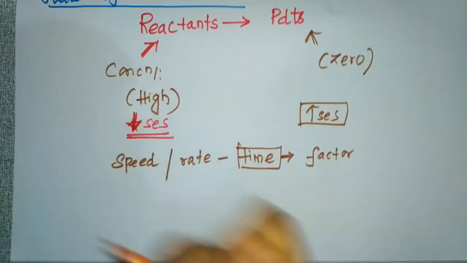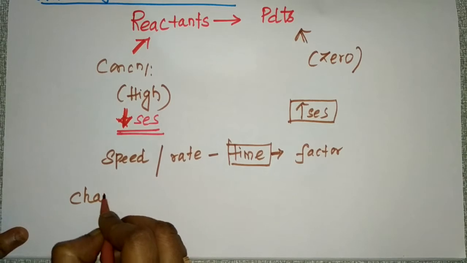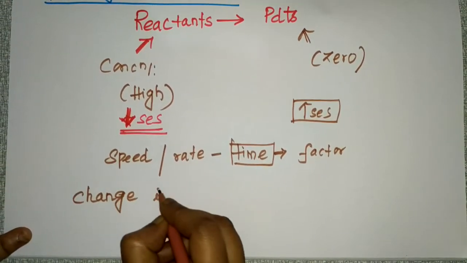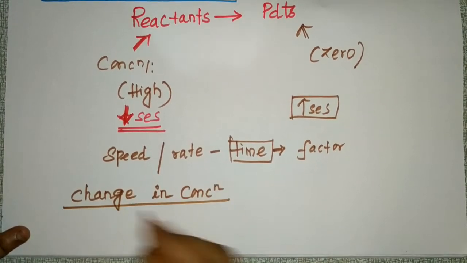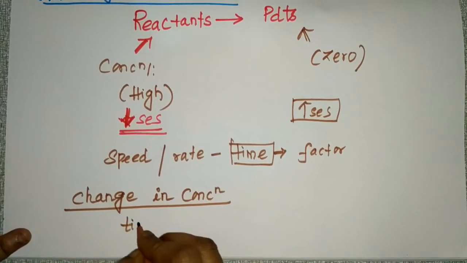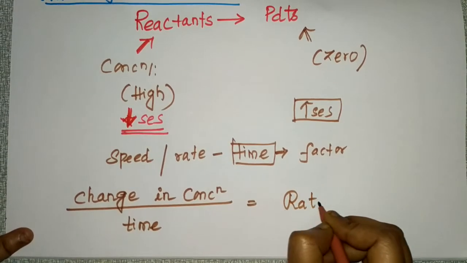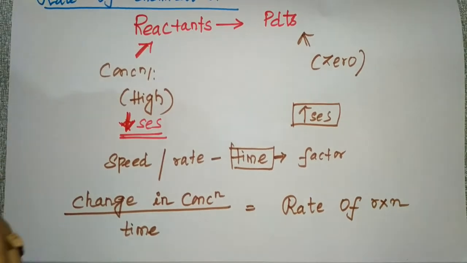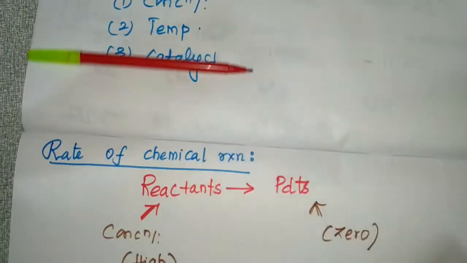Okay, so we can write an expression: change in concentration upon time taken, upon time. So this will give you rate of reaction. Clear?